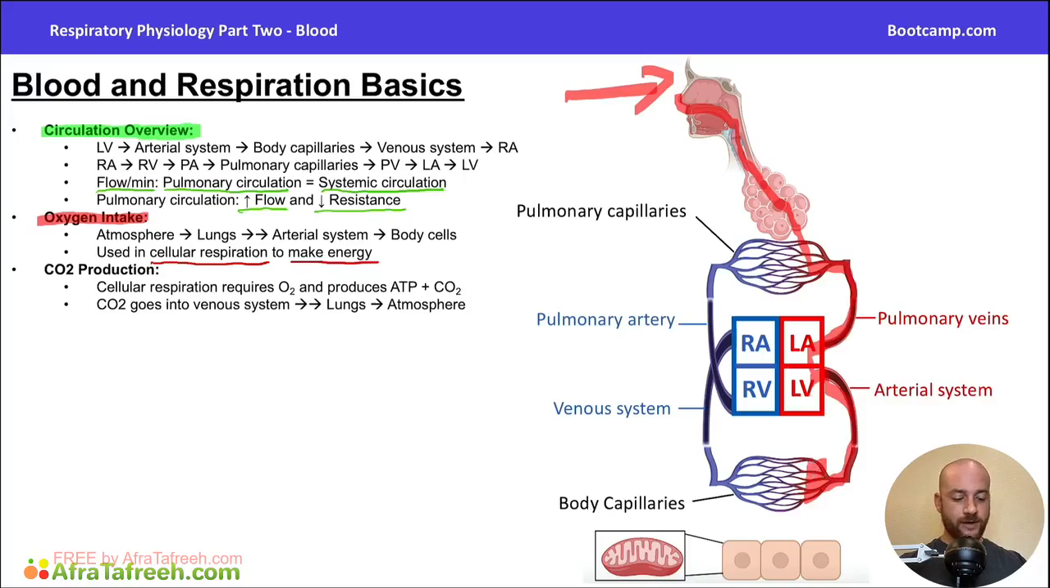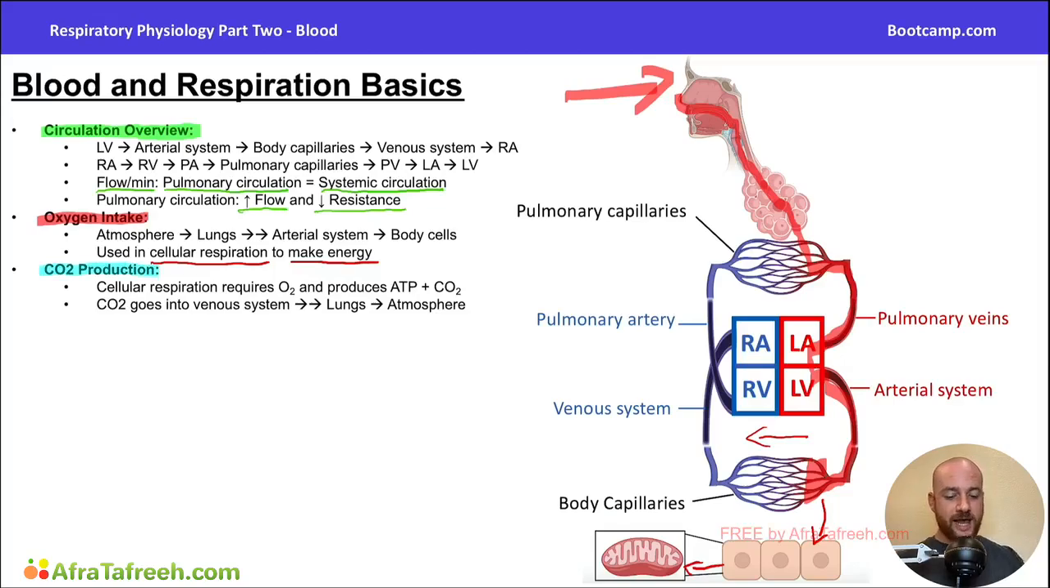From the body capillaries, it's going to be taken up by body cells, and then within the cell, specifically, it's going to be used by an organelle called the mitochondria, where it's going to be used in cellular respiration to make energy. And one thing to keep in the back of your mind is that 100% of the oxygen isn't going to be taken up by the body cells. Some of the oxygen is actually going to continue on to the venous system. So some oxygen will be present in the venous system, however, it will be at a much lower concentration than in the arterial system.